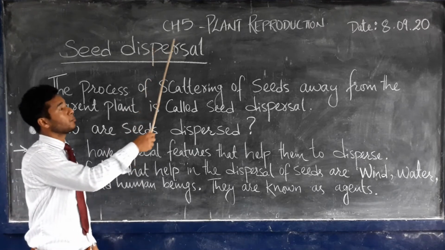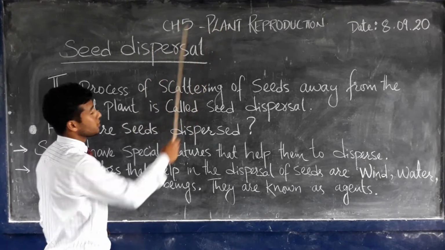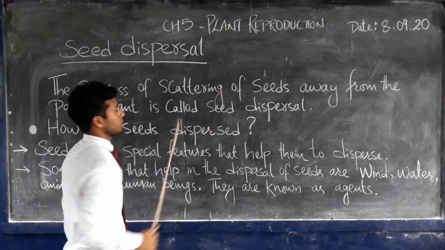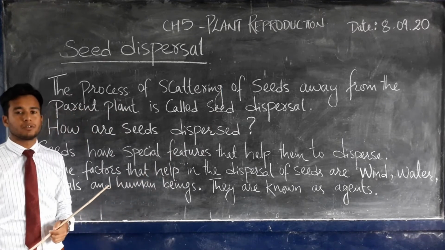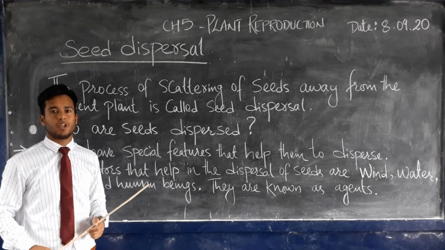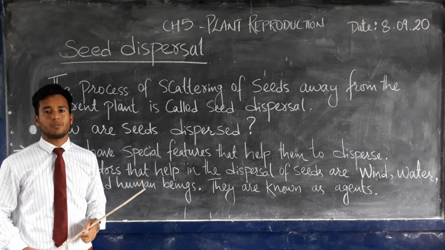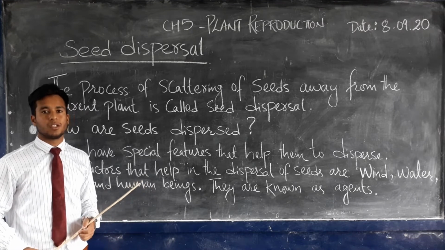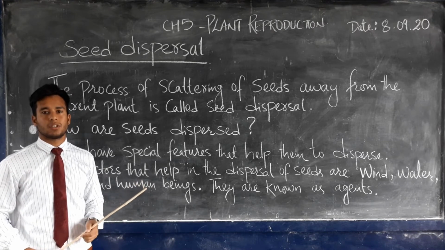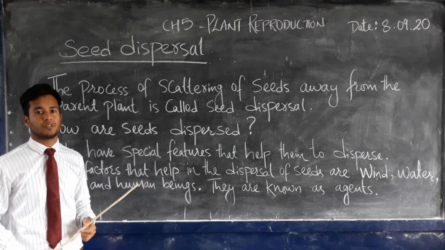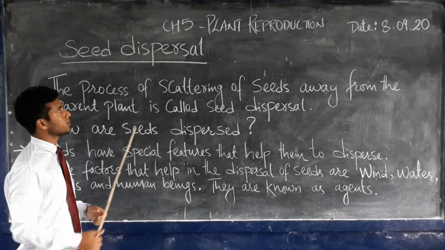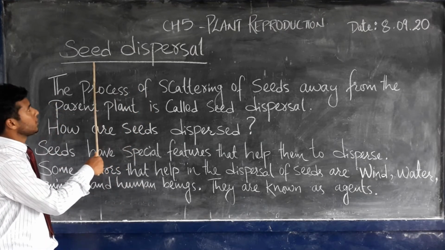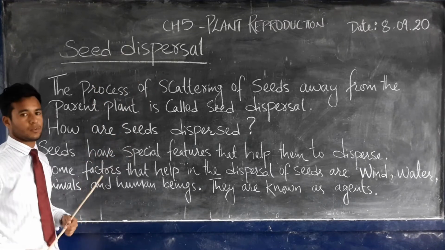Continuing with the same chapter, chapter 5, which deals with the topic plant reproduction. So my dear students, before the knowledge based exam, we have studied this chapter and completed a few topics like germination process, sexual reproduction and formation of seeds. In today's class we will start with another topic, that is seed dispersal.